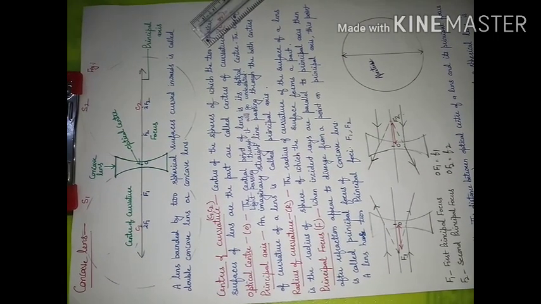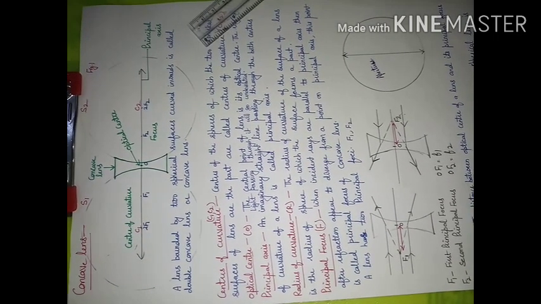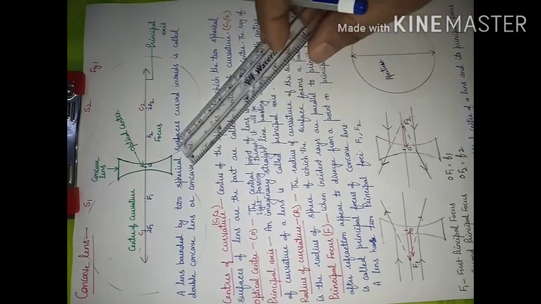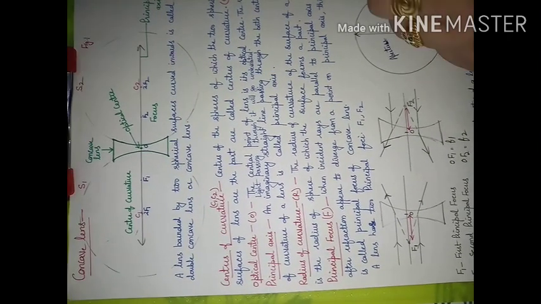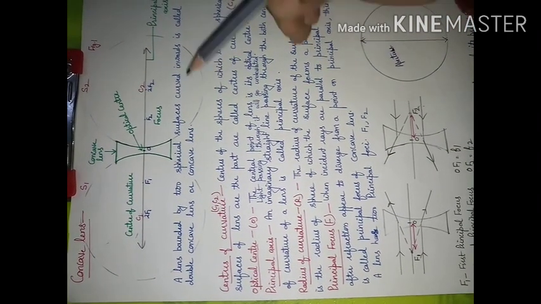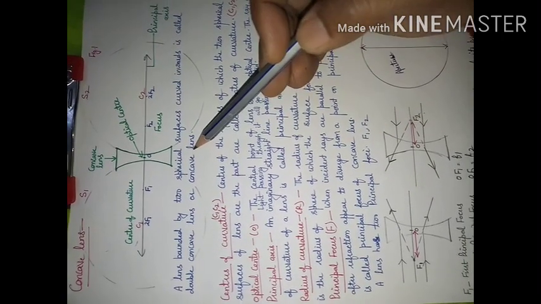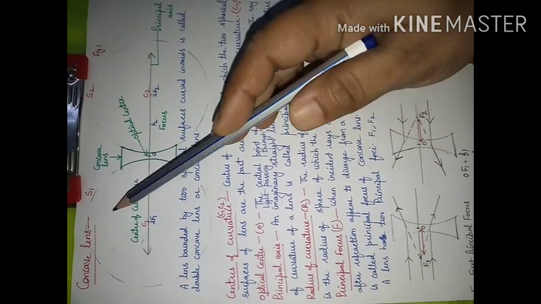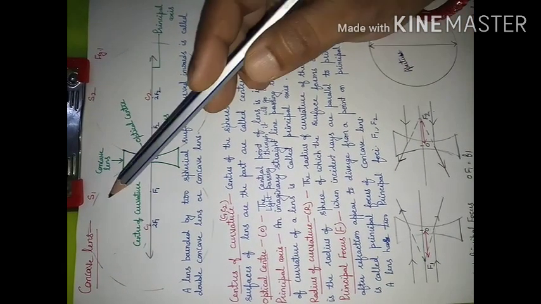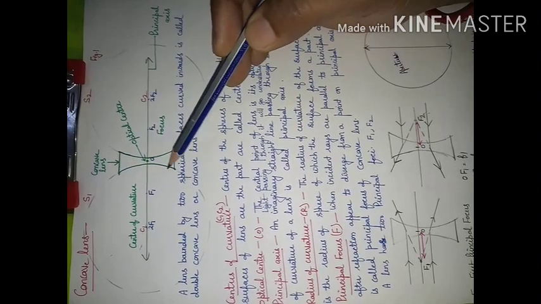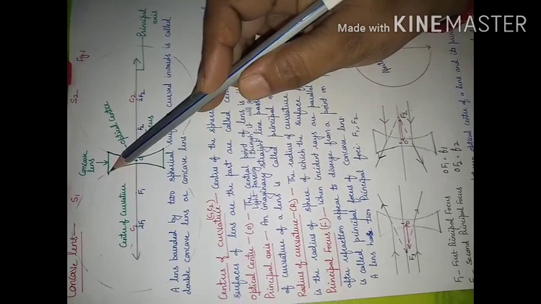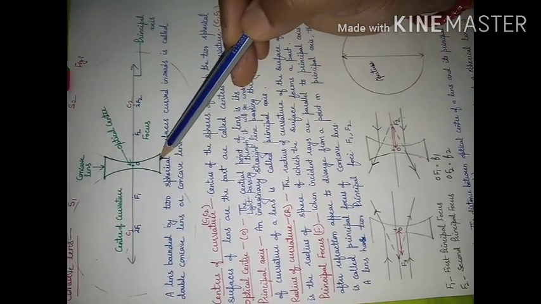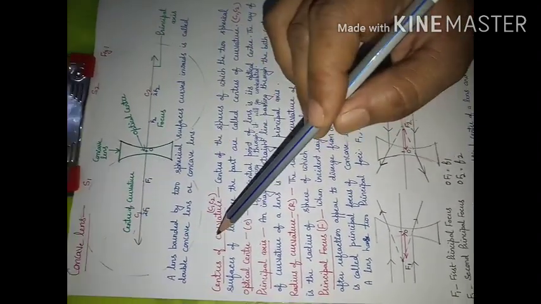Today we will consider one more lens, the concave lens. A lens that has two spherical surfaces, both curved inward, is known as a double concave lens or concave lens. The shape of a concave lens is thinner at the center and thicker at the edges. This type of lens will be known as a concave lens.